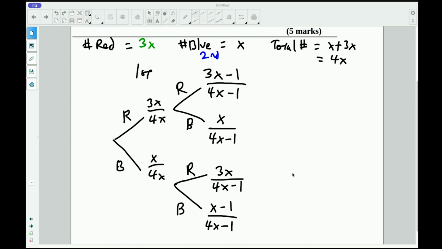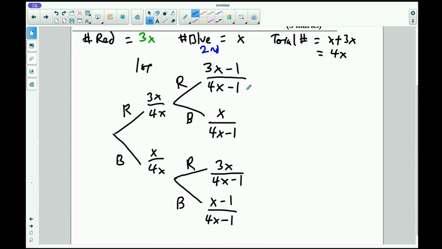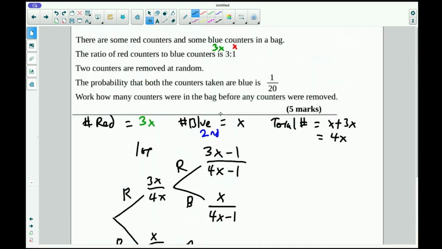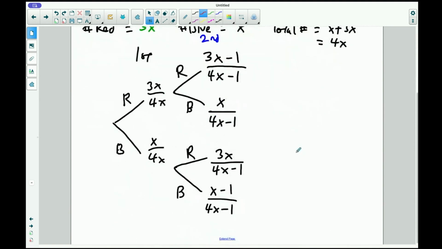Okay. Now, the last piece of information that's going to be very relevant to us, and this is why we call it a probability equation, is that we actually get one of these probabilities at the very end of the tree. The probability at the end of one of these branches tells us that the probability that both are blue is 1 over 20. So I'm going to go ahead and write that down at the end. So this is going to be 1 over 20.